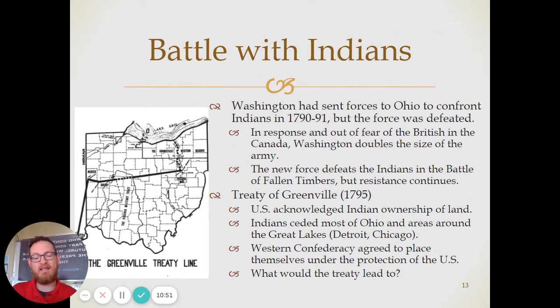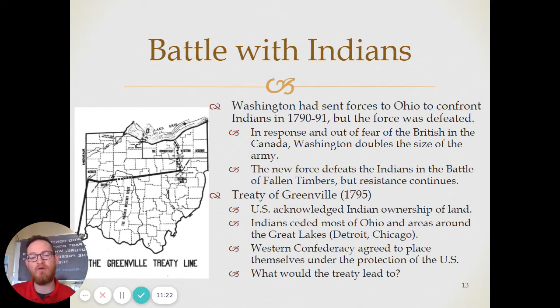So, battle with Indians: you will see during Washington's presidency, he did battle with the Indians. He had sent forces to Ohio to confront the Indians there. Forces would actually be defeated there. And in response to that, Jefferson would double the size of the army. With that new larger army, they would go on to defeat the Indians in the Battle of Fallen Timbers. You would still have resistance, but again, this Indian resistance wouldn't be as large scale and it wouldn't be as organized as it had been in the past.